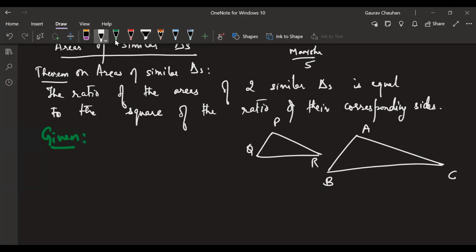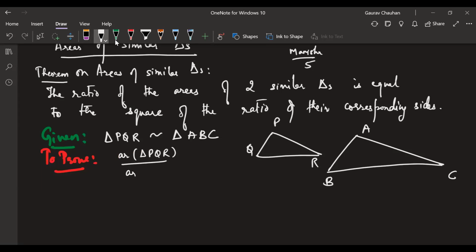Yeah. So here the given is: triangle PQR is similar to triangle ABC. The two triangles are similar. That's what is given to us. Writing it mathematically. To prove is: the ratio of their areas, so if I take area of triangle PQR divided by area of triangle ABC, my ratio will be equal to the ratio of their corresponding sides. We already know from here that the ratios of their corresponding sides are equal. All of that is different.